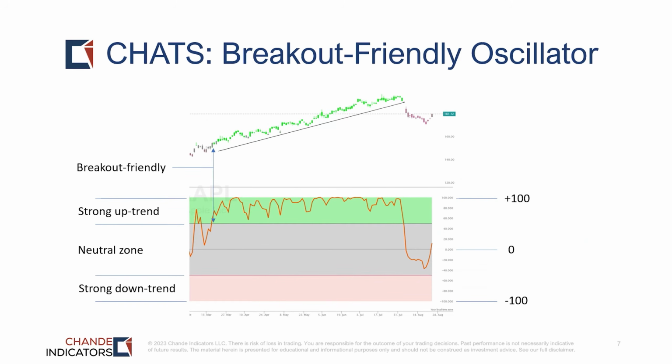So here's a closer look at CHATS. The scale goes from -100 to +100, as you can see on the right hand side. On the left hand side, we've identified the 3 zones: the zone with strong uptrends, the neutral zone or few trends, and the lower zone with strong downtrends. And you can see in the upper panel that when prices broke out to the upside, the value of the indicator rose above +50 and stayed there for the duration of the trend.